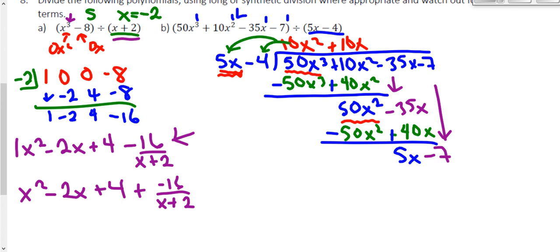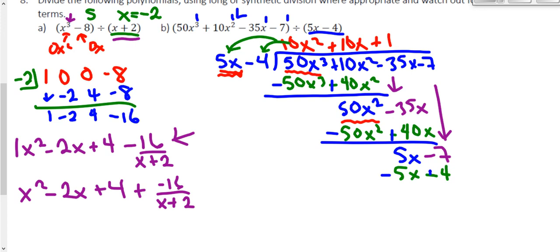I should be doing that in green. 1 times 5x is 5x. This is distributing. 1 times negative 4 is negative 4. One more time, we're going to change those signs to their opposite and add up and down. We get nothing for the 5x's. Negative 7 plus 4 is negative 3.